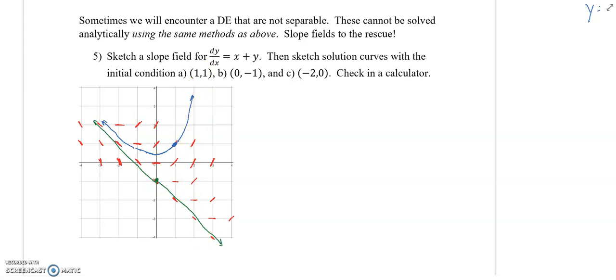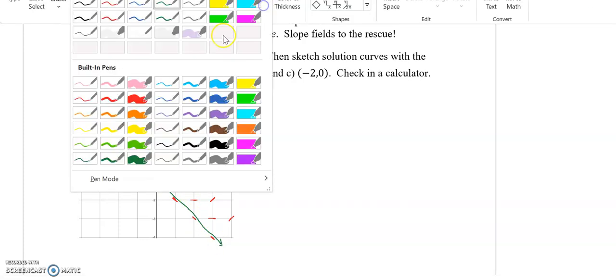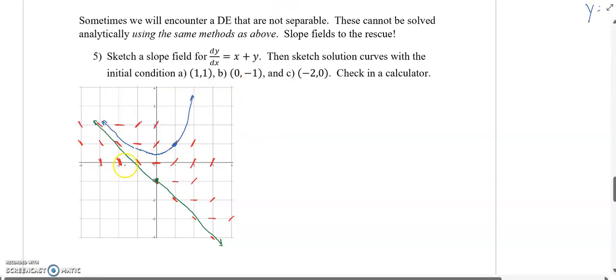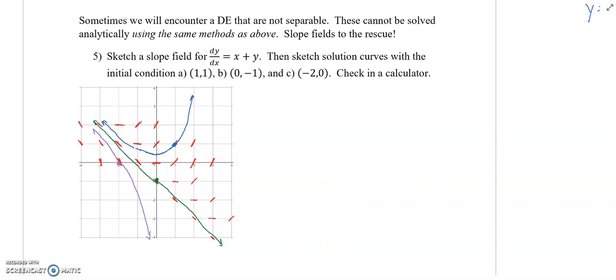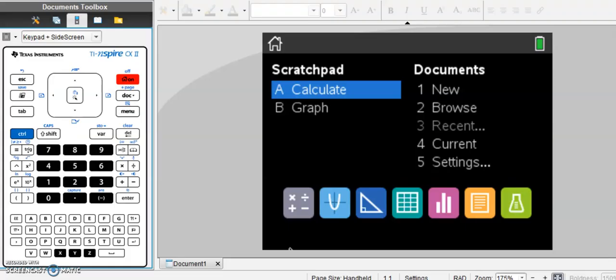And then lastly, we'll have (-2, 0), that's right here. That one is a little hard to see because I didn't graph a whole lot of this because of how much time I have. But it's going to end up looking like this. Now, we can't graph solution curves like this in the Desmos grapher. It can't solve differential equations, so that's when we're going to turn to the TI-Nspire.